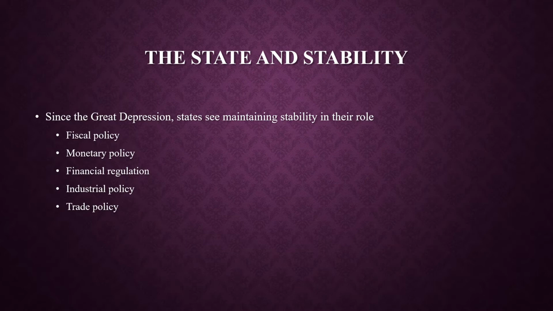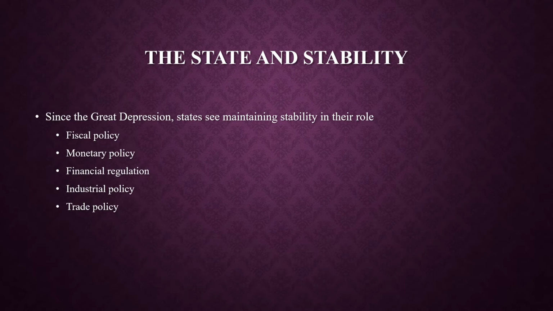Since the Great Depression, there was a shift in the view of the role of the state, and it's seen as needed to provide stability, that it can use its power to change government spending and taxation, which is fiscal policy, to try and deal with the instability of the economic business cycle. If there's a central bank, they can do similar control of the policies through monetary policy.